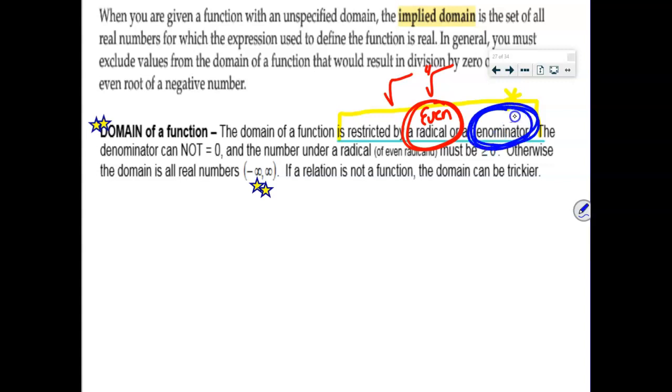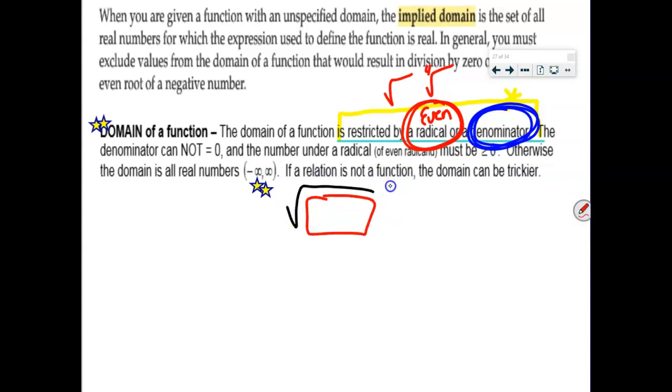And then the other thing you have to watch out for today are denominators. All right, you want to write this down in your notes, guys. This is the basis for this next part of the notes. If you have an even radical, now think about this. You have a square root, and then you're going to have some algebra underneath.